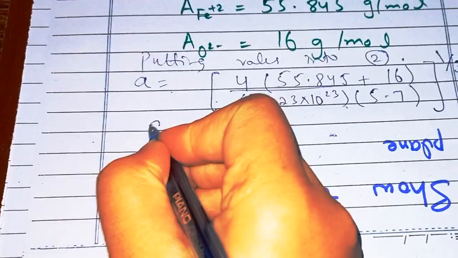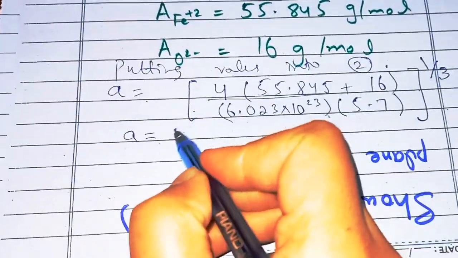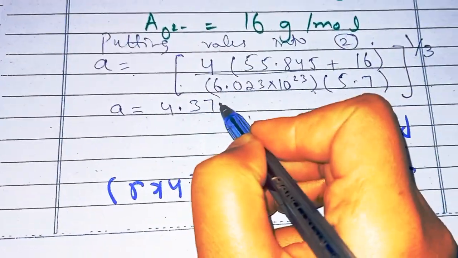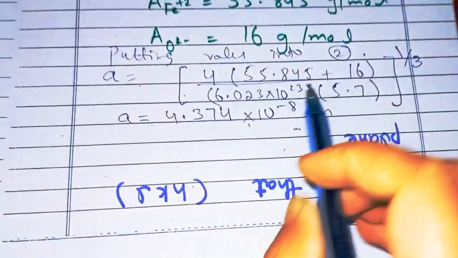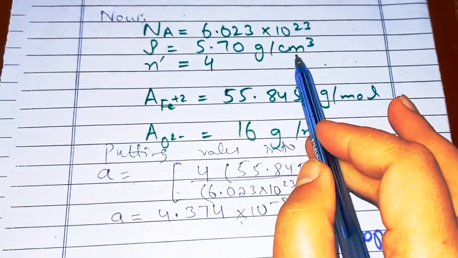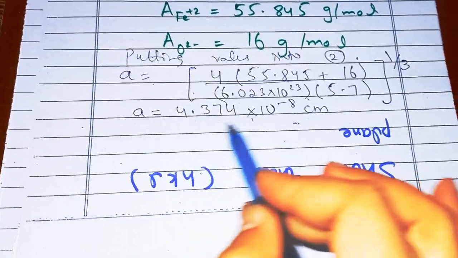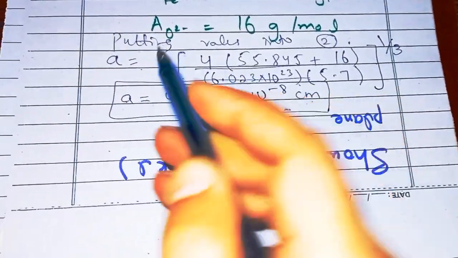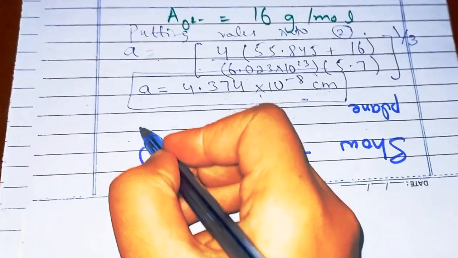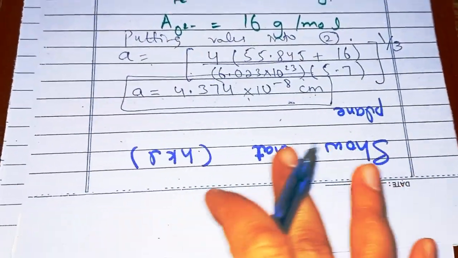The lattice parameter, or the unit cell edge length, is 4.374 multiplied by 10 to the power minus 8, and it's in centimeters because the density was in centimeter cube. So the length that you are going to get is in centimeters as well. This is the unit cell edge length. You can convert it into angstrom or nanometer. It's totally up to you.